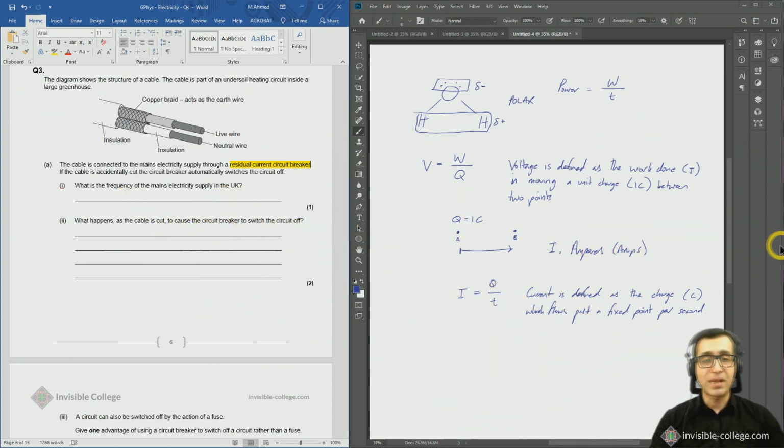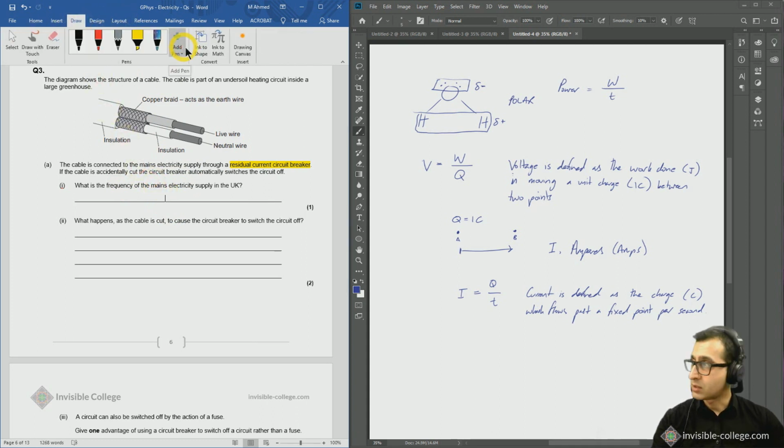So frequency of mains electricity supply is, of course, in the UK, 50 Hertz. Now frequency is usually measured in cycles per second, which is usually given the symbol Hertz. So let's just go ahead and use a pen here. I'll use a red pen. And again, I will make the mark scheme for this available to you. 50 Hertz. So what happens as the cable is cut to cause the circuit breaker to switch the circuit off?